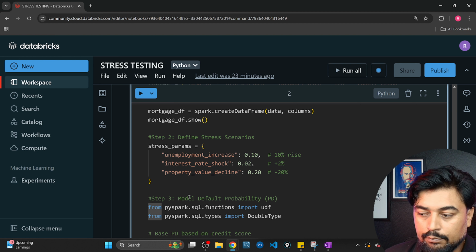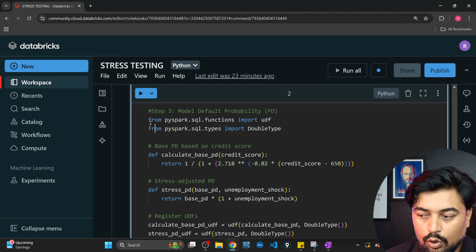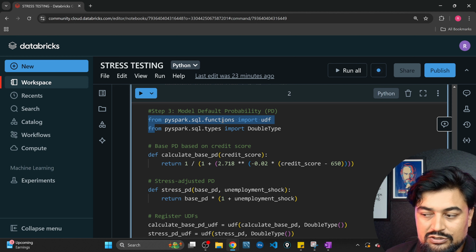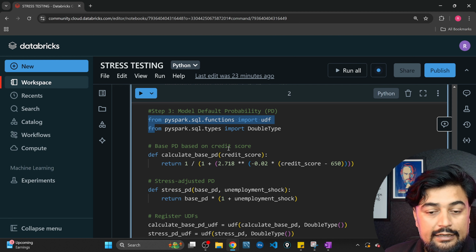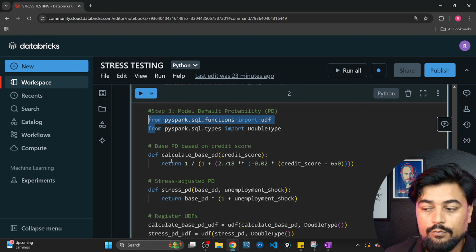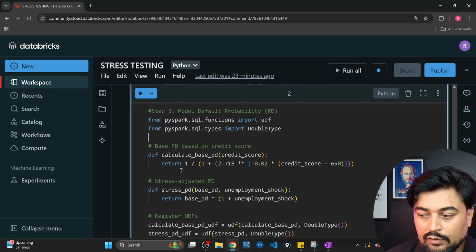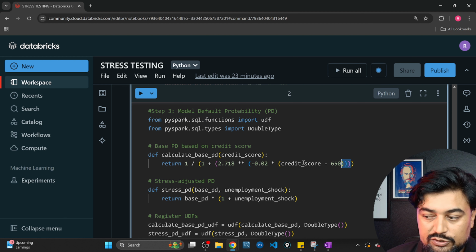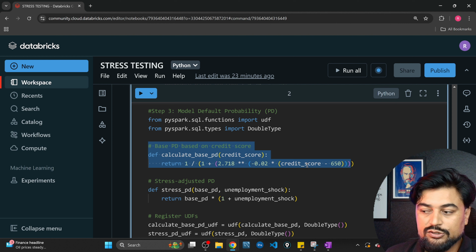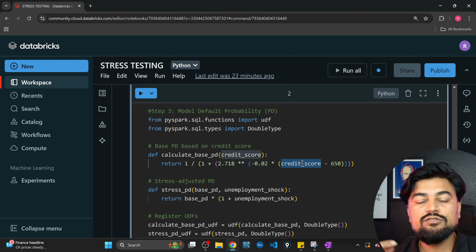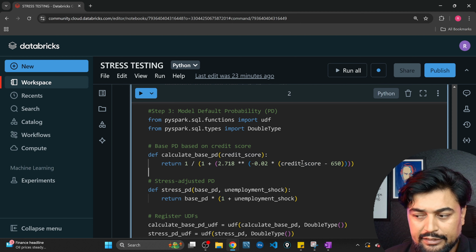Now, model default probability. For calculating the PD value, I'm again importing libraries, that is SQL functions, UDF function and double type. Then base PD on credit score. Then you are calculating the probability of default. We have a logic here, and this kind of logic will be there in your company's code, guys. This is based on a US company, because credit scores are usually given by US firms, like for example FICO, then you have S&P Global, all these companies give that.